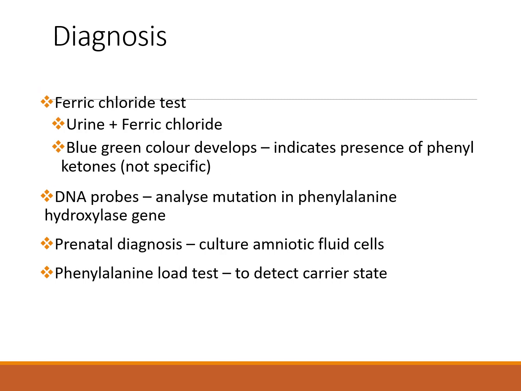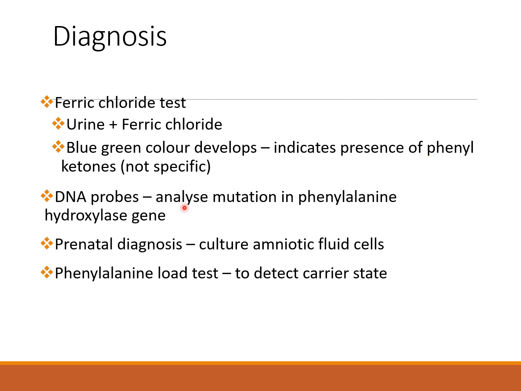Apart from that, we have one more test, that is the ferric chloride test, which is non-specific. If you mix ferric chloride with urine, there is development of a blue-green color, which indicates the presence of phenylketones in the urine. Even though it gives a blue-green color, which is transient, it is not specific. Many other compounds also give similar colors with ferric chloride.